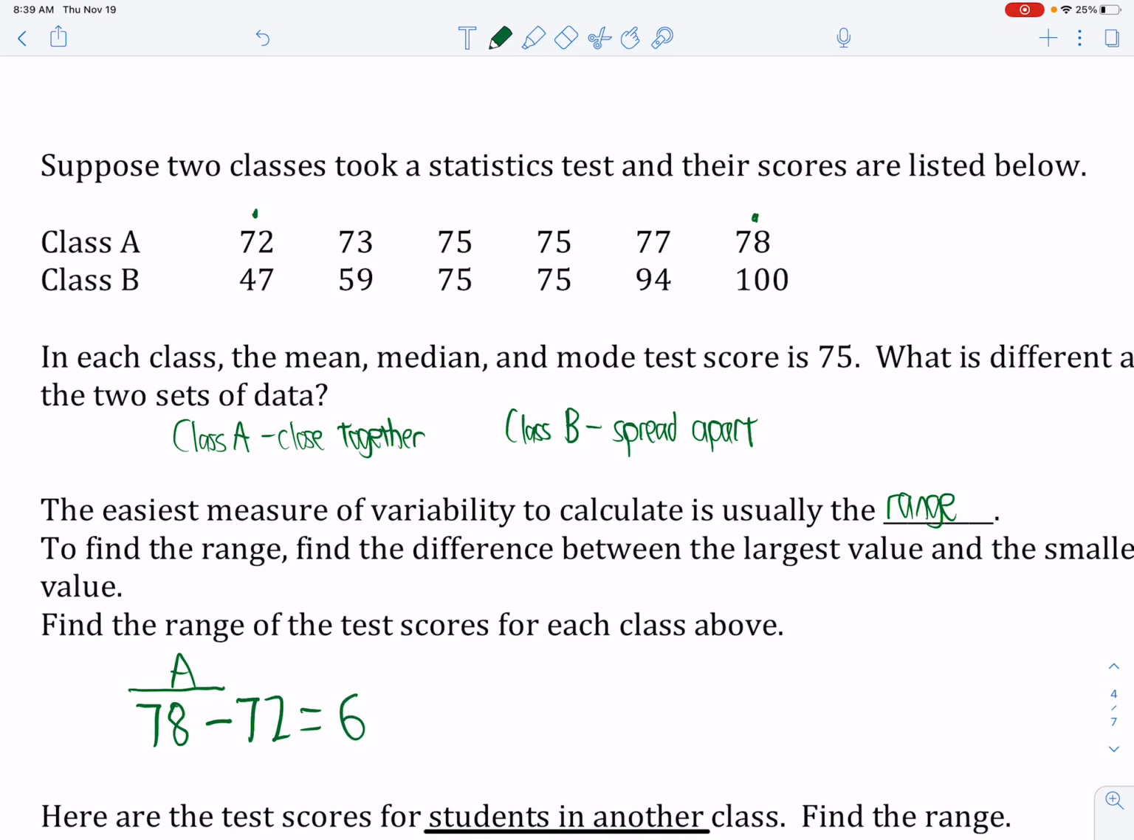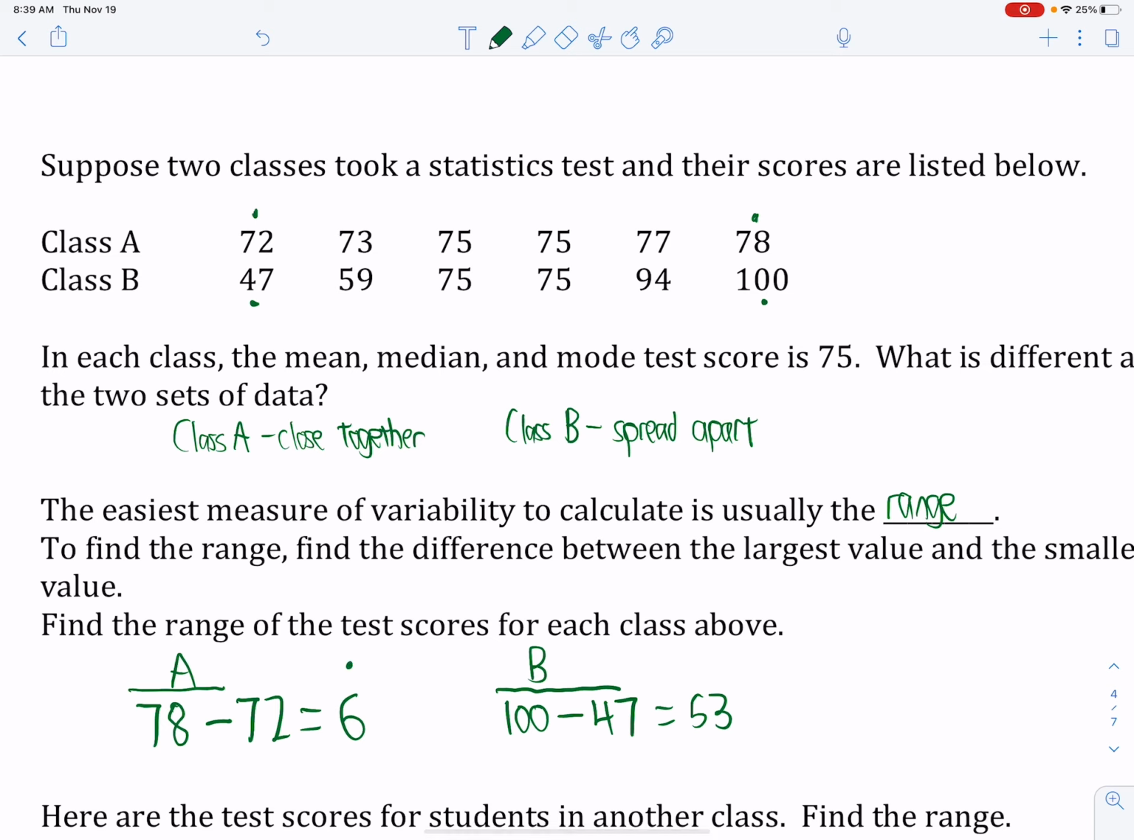If we wanted to calculate the range for class B, we would take the highest number, which is 100, and subtract the lowest number, which is 47. And we would get 53. So here's something that's important to understand about measures of spread. A small measure of spread means the data values are closer together. A bigger measure of spread means the data values are more widely spread apart. And here we can see that it works.